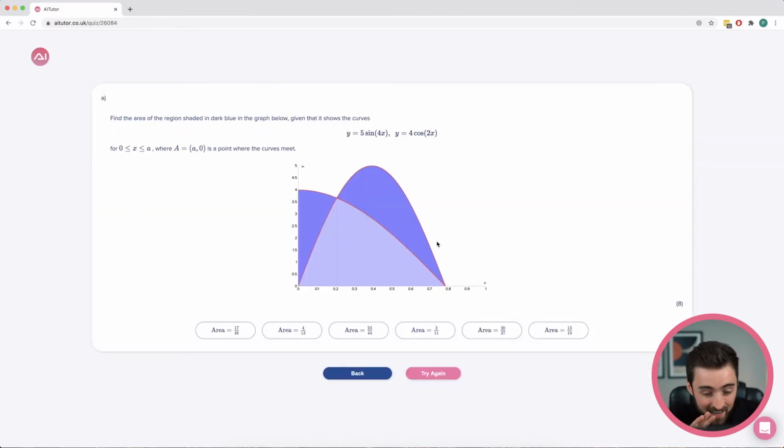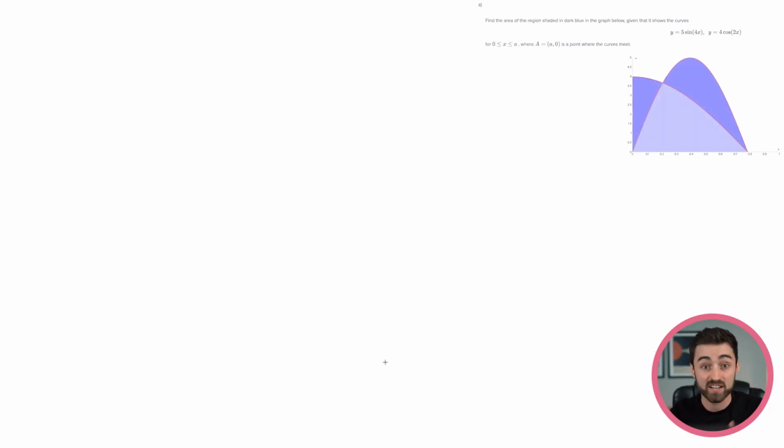So we've got kind of a sine curve, a cos curve, a few different areas, so I think that's good enough. Let's get this into the whiteboard and have a proper read through it. So it says find the area of the region shaded in dark blue in the graph below, given that it shows the curves y equals 5 sine 4x, y equals 4 cos 2x, for x between 0 and a, where a is the point A0, where the curves meet.